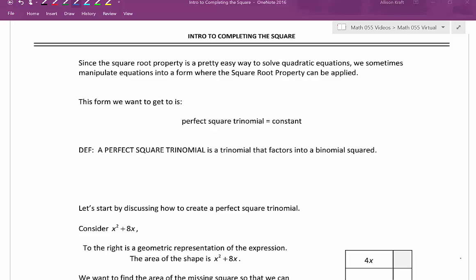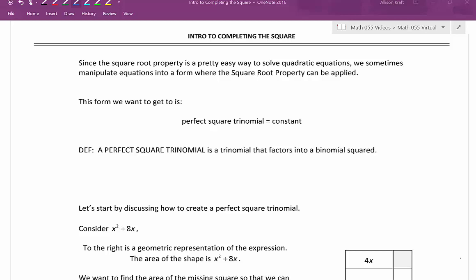This video provides an introduction to another technique for solving quadratic equations called completing the square. Since the square root property is a pretty easy way to solve quadratic equations, we sometimes manipulate equations into a form where the square root property can be applied. This form we want to get to is a perfect square trinomial equal to a constant. A perfect square trinomial is a trinomial that factors into a binomial squared.